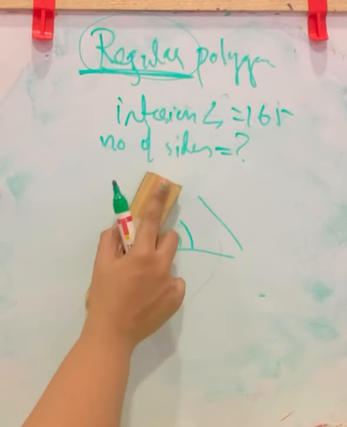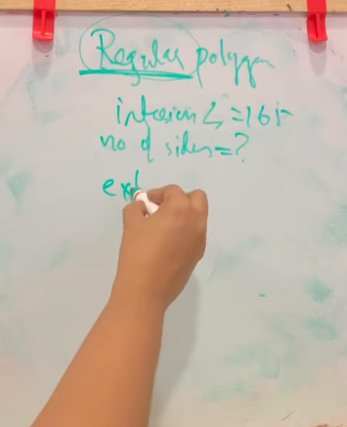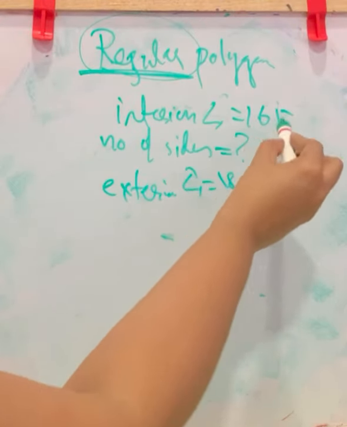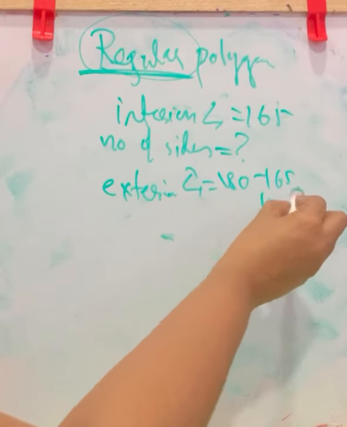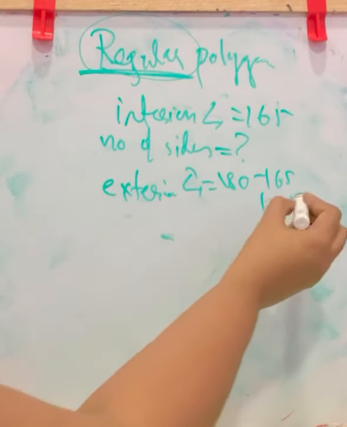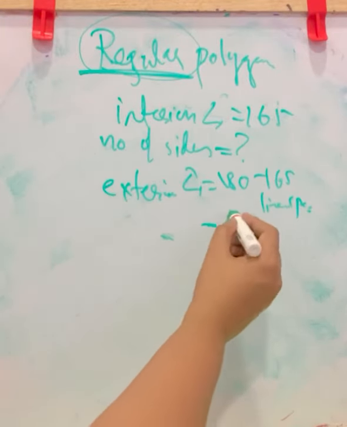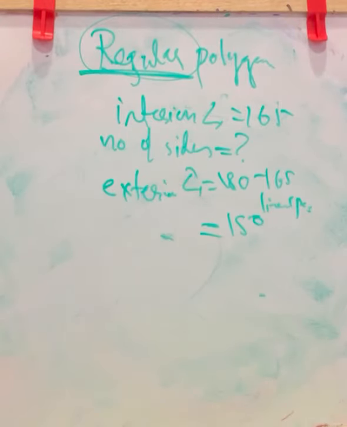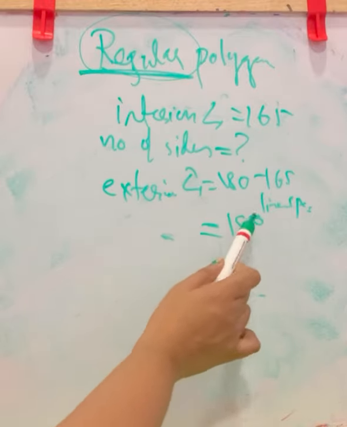So here the interior angle is given. To find the exterior angle, 180 minus this given interior angle, that is a linear pair. Each exterior and interior angle are linear pairs. So you will get 180 minus 165 is 15 degree. This is the exterior angle. So in a regular polygon, each exterior angle is 15 degree.